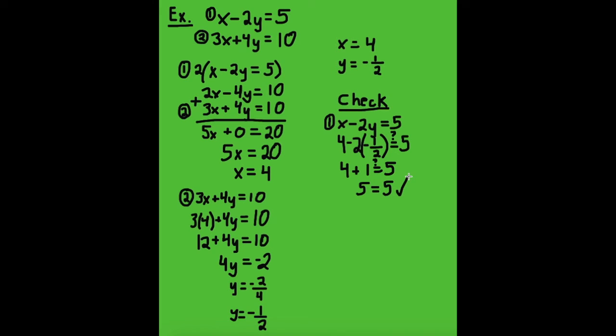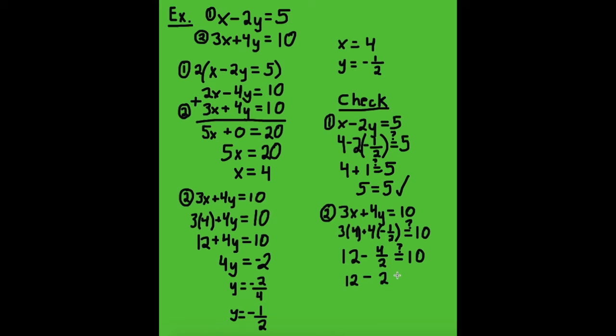So let's plug x equals 4 and y equals negative 1/2 back into the second equation, which is 3x plus 4y equals 10. We get 3 times 4 plus 4 times negative 1/2 equals 10. We get 12 minus 4 over 2 equals 10. This equals 12 minus 2, which equals 10. And we get 10 equals 10, which is correct. Therefore, x equals 4 and y equals negative 1/2 is the correct answer.